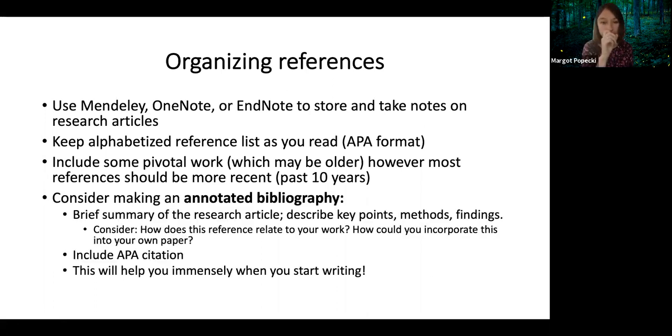Additionally, one thing that may help you is making an annotated bibliography. So what this will look like is if you have that reference list going from all your Google Scholar citations, you could just include a brief summary of the research article, describe key points, methods, or findings, and specifically how this reference could relate to your work. How could you incorporate this into your own paper? You want to, again, include that citation, and this will help you a lot when you begin writing because you'll have that reminder of what you learned from that study.